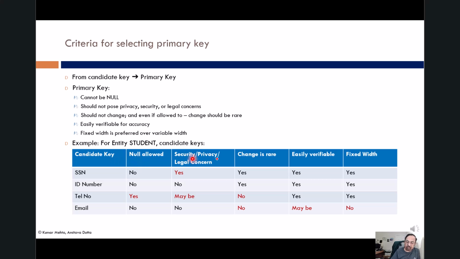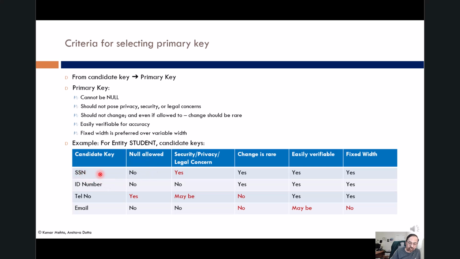Okay. So here are the different factors. One is whether or not a null is allowed, whether there are security concerns, whether these values can change frequently, whether they are verifiable, and whether they are fixed width or not. Okay. So all these aspects or properties of the candidate key, they're not equally important. So let's look at each one in turn.